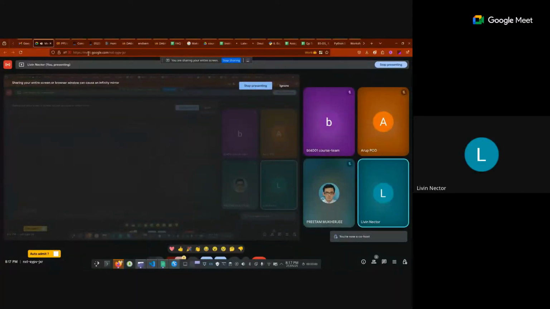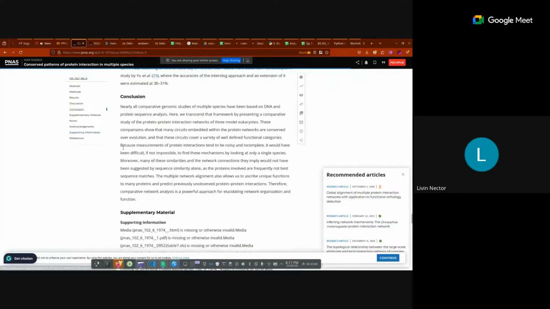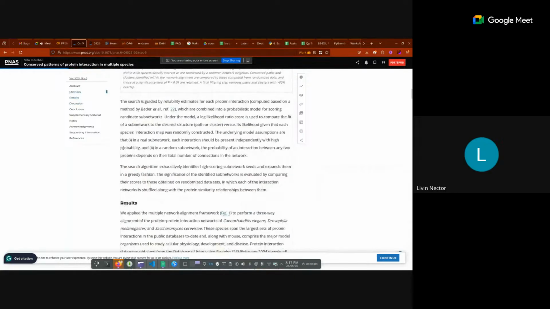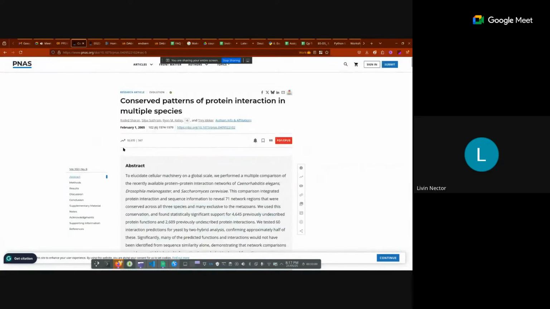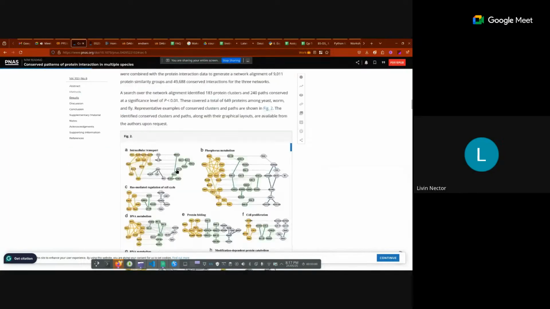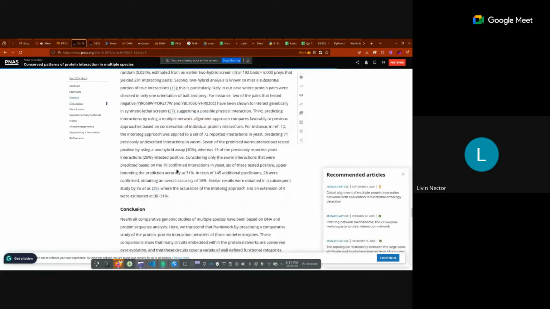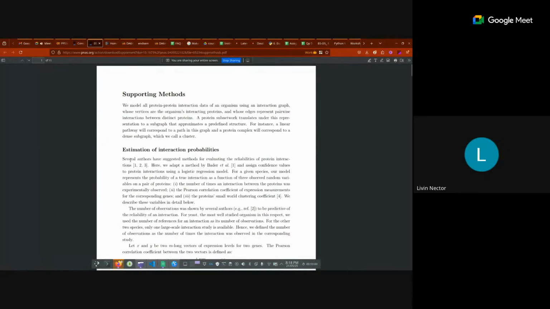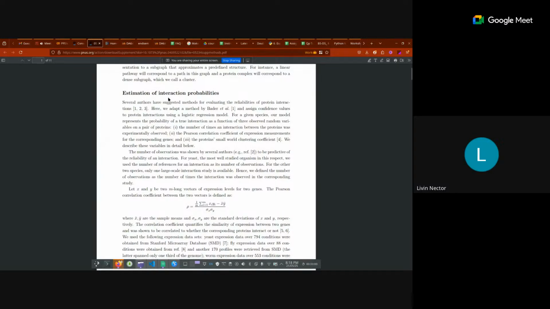I hope my screen is visible. Yeah, so this is the paper that introduces this protein interaction with logistic regression. You can find the supplementary documents which specify details about the logistic regression methods that they are using, and actually this is that one. So this is estimation of interaction probability using logistic regression. This is what we are trying to build.